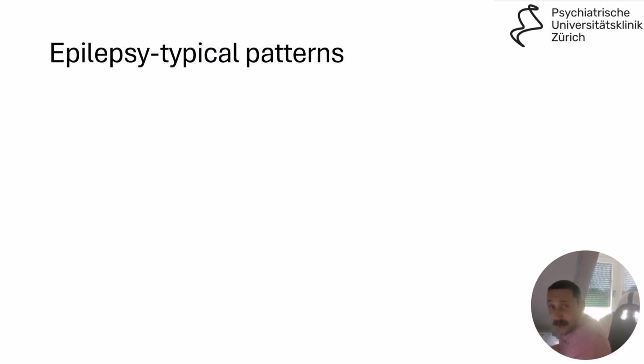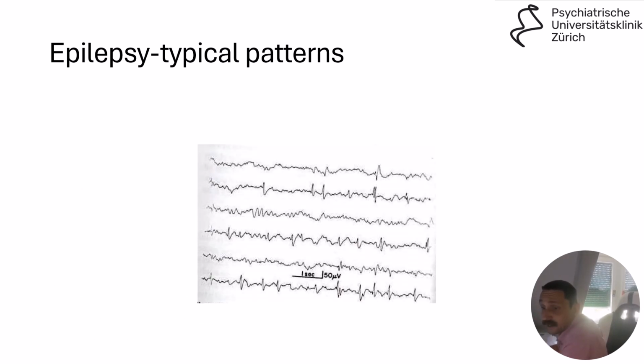So there are the epilepsy typical patterns, and you see there the spikes. Spikes are quite high amplitude spikes within the time duration of 20 to 70 milliseconds. So if they are longer, they are not spikes. And here what you see, this is 1 second, and this is clearly lower than 100 milliseconds or 70 milliseconds.